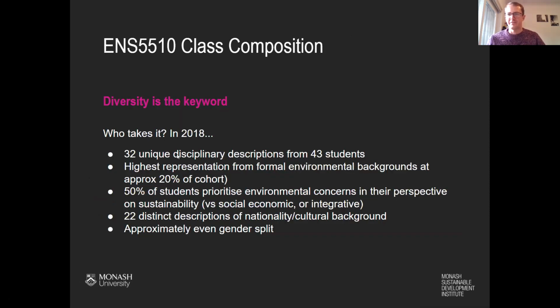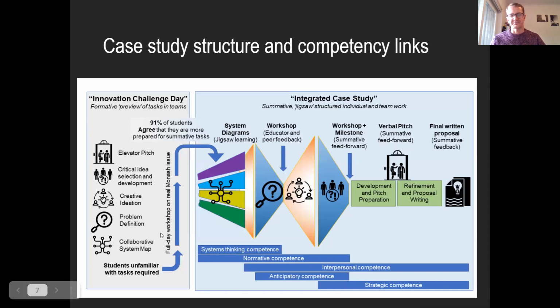We have a very, very diverse set of learners. We actually asked students to describe their own disciplinary backgrounds and got 32 unique descriptions from the 43 students taking this subject in 2018. About 20% of the cohort reported a formal background in environmental issues, but 50% said that they prioritized environmental issues in their lens on sustainability over social, economic, or an integrative approach. Very broad nationality and cultural backgrounds, and a good mix of genders. So what do we do?